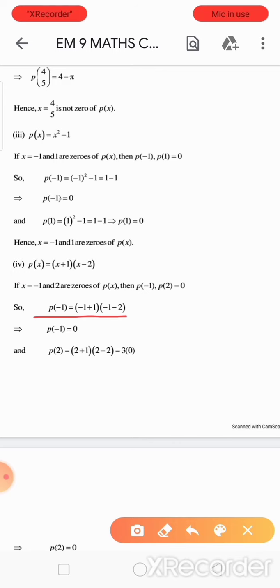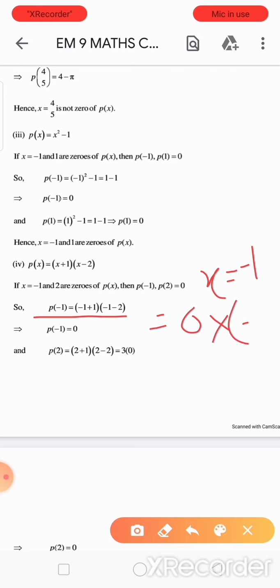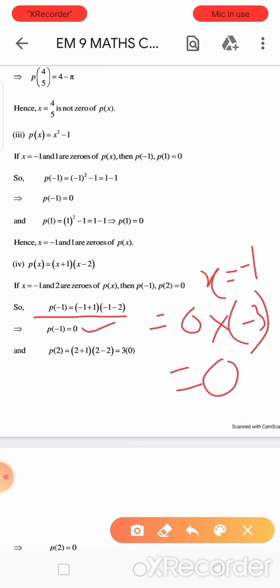First we substitute x equal to minus 1 in our polynomial. We write p of minus 1 is equal to, in bracket minus 1 plus 1, multiply another bracket minus 1 minus 2. Simplifying this step we get 0 into 3. It means 0, since 3 minus 3 is 0. So our polynomial p of minus 1 equal to 0.